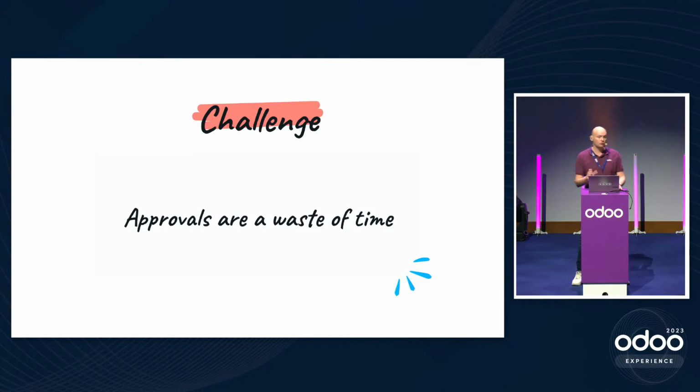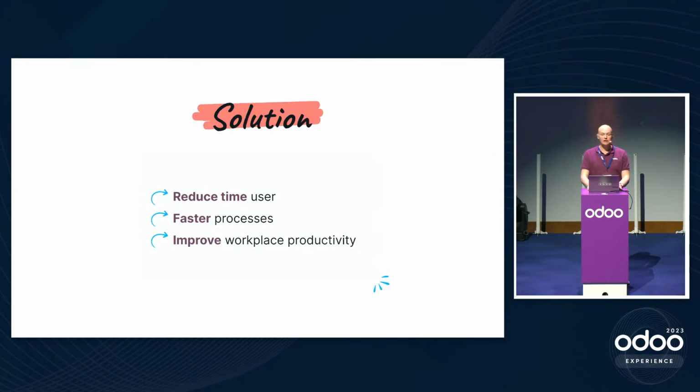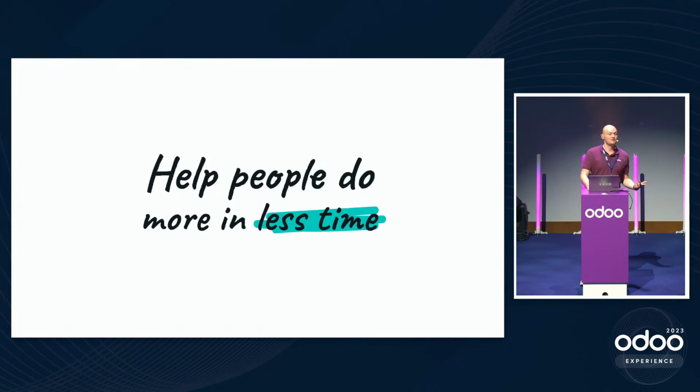But here, the goal with Odoo, and with Odoo Studio, is really to reduce time for the user, for the end user, okay? So have better, faster processes, and so improve really all the organization's productivity. The goal again is for the employees and also for the managers to focus on the main tasks with a real added value for the organization. So, again, to summarize, it's really to help people do more in less time.